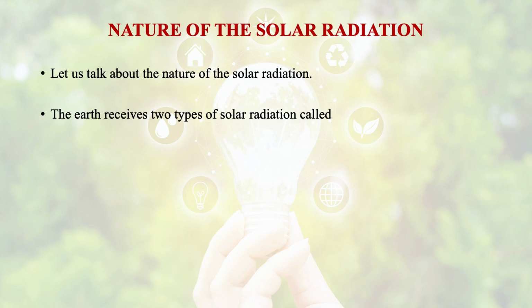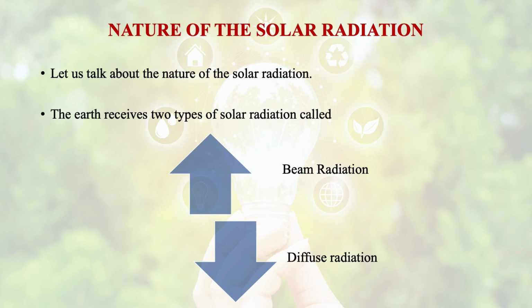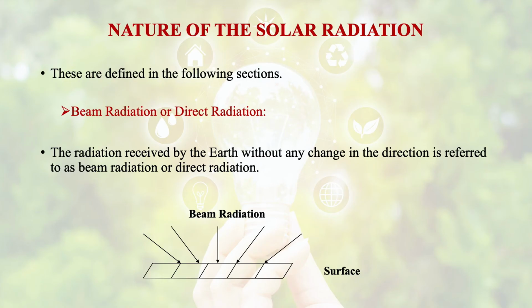Let us talk about the nature of the solar radiation. The Earth receives two types of solar radiation. We call them beam radiation and diffuse radiation. Let us discuss these radiations. Beam radiation, we call it direct radiation also. The radiation that is received by the Earth without any change in the direction is referred to as beam radiation or direct radiation. That is, the radiation from the sun is directly coming to that particular surface.